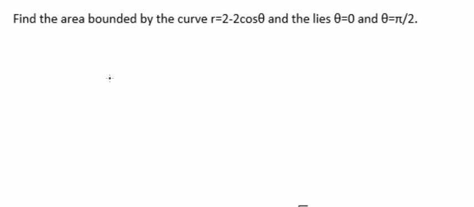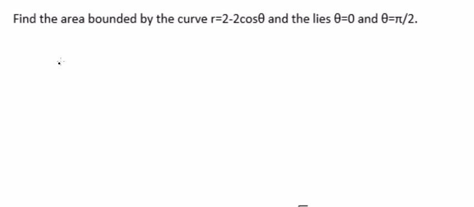Hello everybody, so today I will talk about calculus. The topic today is about integration. So now I will show you the technique. Find the area by the curve of this one.